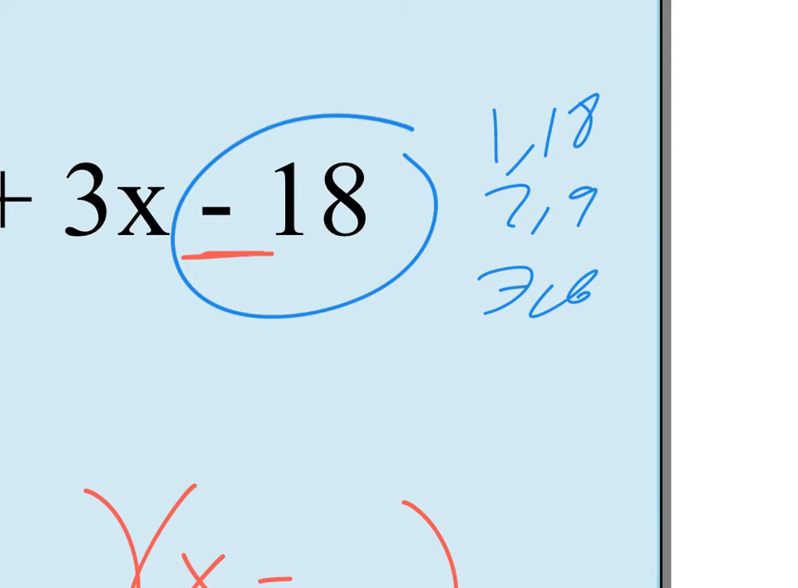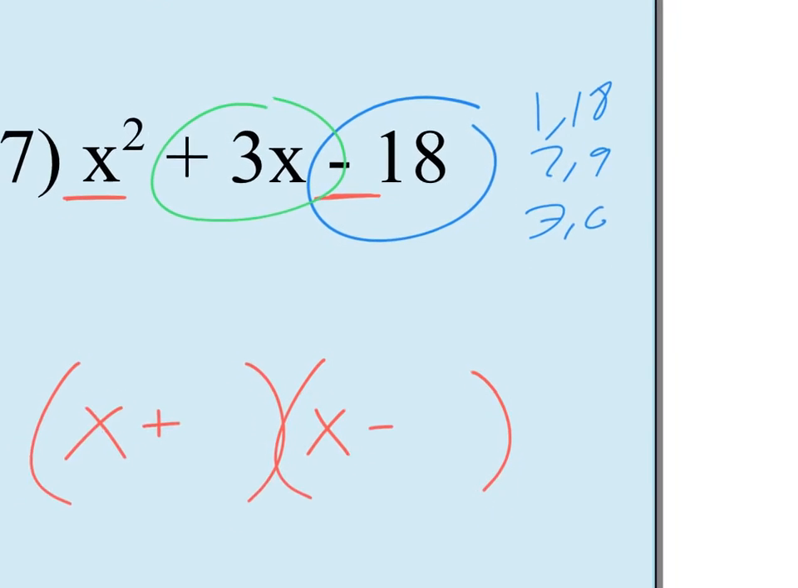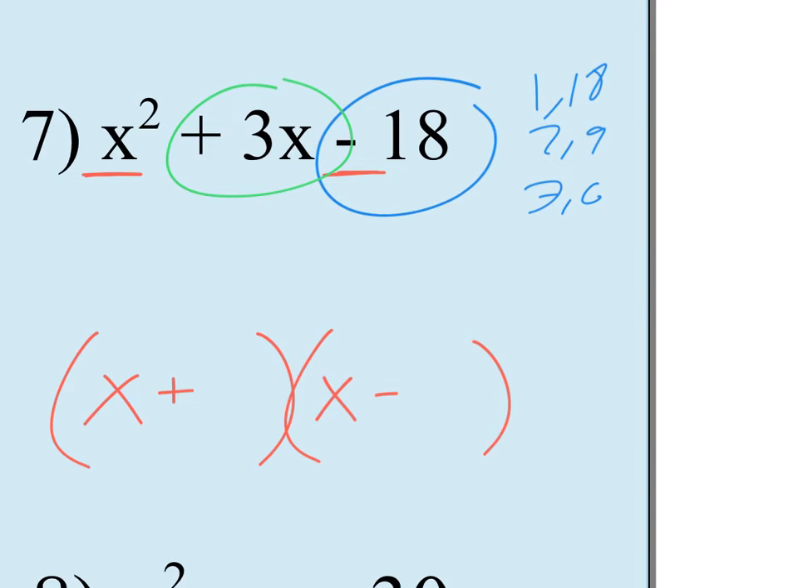Oops, 3 and 6, sorry. I need my factors to give me, as it says there, I think it's positive 3, right? Positive 3. So now what I really need is factors that have a difference, because realize one of them is going to be positive, one's going to be negative. So I need factors that have a difference of 3, and I have to arrange it in the binomials to make sure I get positive 3 as the answer.